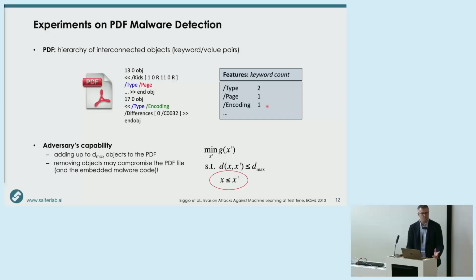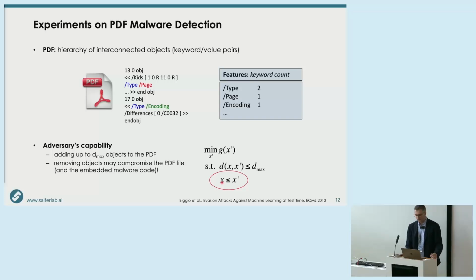And of course, what you can do in this case, without corrupting the PDF file, so you can still double-click it and it works, or it exploits your computer and the exploitation code still runs, is actually increase the number of keywords. You can add pages, or add some other keywords like this, without compromising the execution of the PDF. So in this case, my constraint is that the sample I modify has to have only x values that are higher than the source one. That's why I have this additional constraint here.